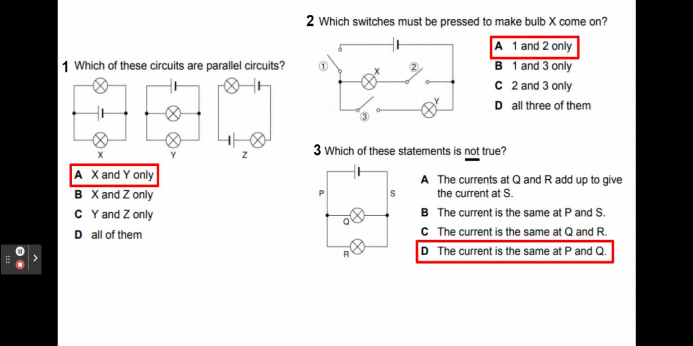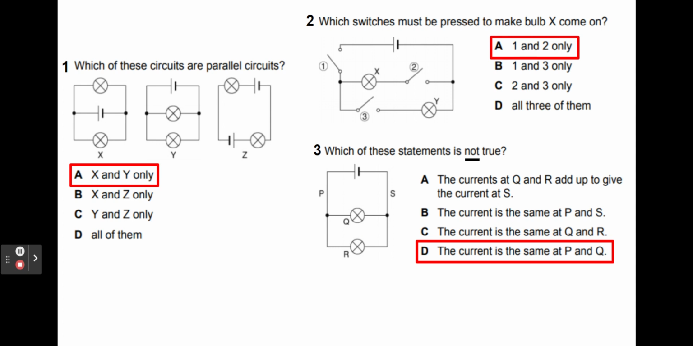The current at Q and R add up to give S. Well, we know that's true because it's a parallel circuit. The current is the same at P and S. That's true because that's the current going in and coming out of the cell. The current at Q and R are going to be the same because they're the same bulbs. The current gets split between the branches equally.